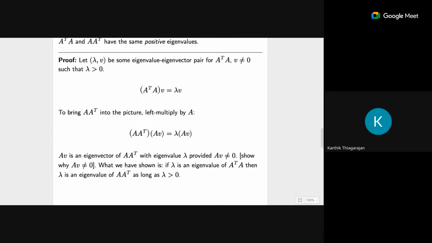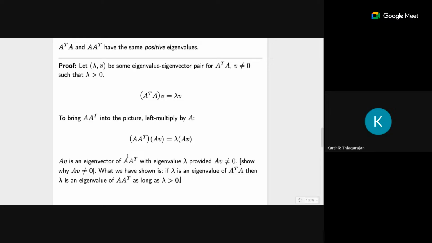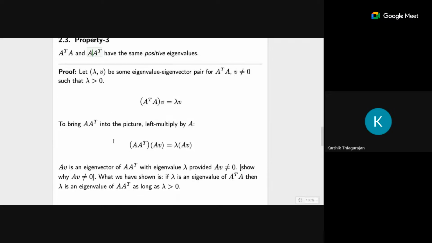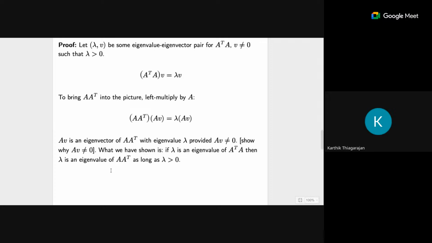So we have only shown one direction. For those of you who are able to see that, you also have to show the other direction. Every positive eigenvalue of A transpose A is an eigenvalue of A A transpose, but ideally you should also be able to show the other direction. But anyway, give me 1 minute. I'll be back.